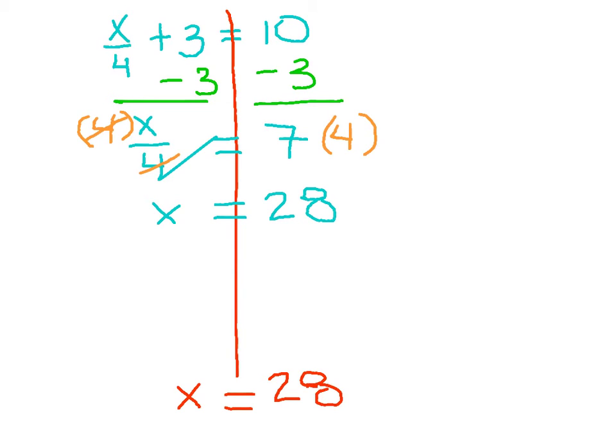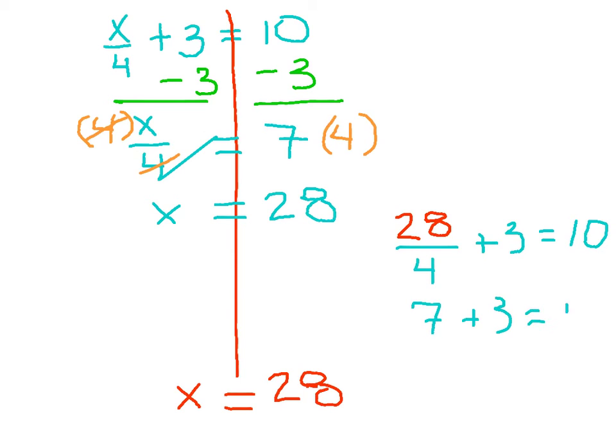And now I'm ready to do my check. So I'm going to put 28 where I had my x, divided by 4, plus 3 is equal to 10. Well, 28 divided by 4 is 7. 7 plus 3 is 10. Sure enough, that checks. And I'm done with that one. All right, there you go.